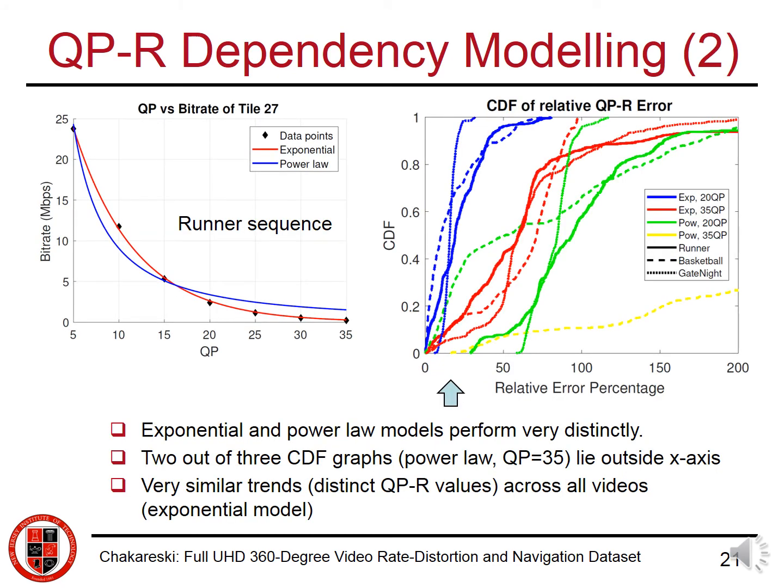We also examine the cumulative distribution function of the relative prediction error across the two models and the two QP values that we studied before for three representative sequences now: runner, basketball, and gate night. These graphs are included on the right-hand side of this slide. We can observe that again the exponential and power law models perform very distinctly, where 2 out of 3 CDF graphs for the power law model and QP equal to 35 lie outside the considered x-axis range. Interestingly, we observe very similar trends with distinct QP values across all videos examined for the exponential model.